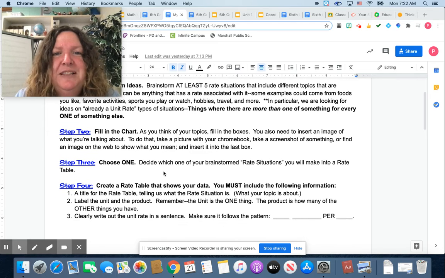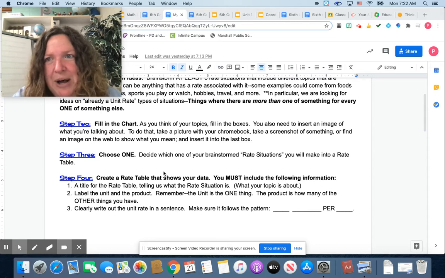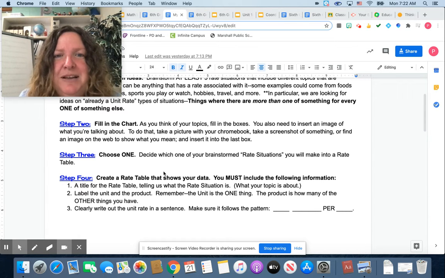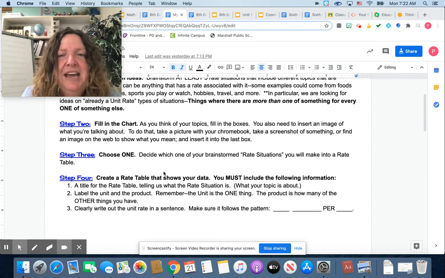Step 2, you're going to fill in the chart. As you think of your topics, you're going to fill in the boxes and put in an image. You're going to have to go out onto the internet and grab an image, or maybe you take a picture with your device or a screenshot and put it in the box.